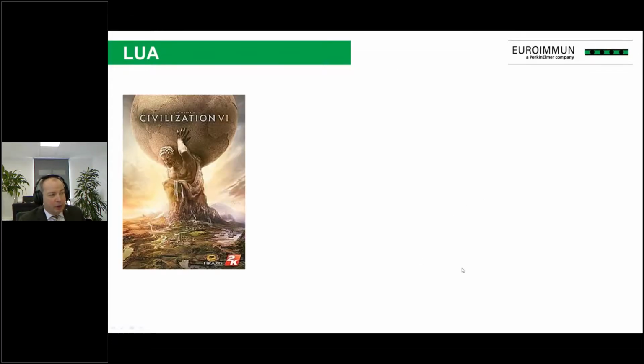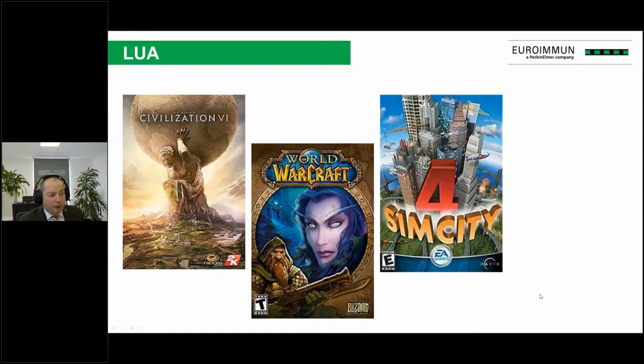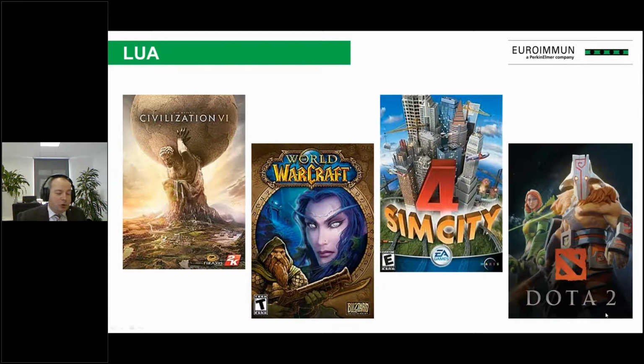For the people who do not have so much connection to AI, I prepared some famous examples for Lua, and all of them are from the game industry. Civilization 6, World of Warcraft, SimCity 4, and Dota 1 and 2, all these games and many other games use Lua also for description of the characters, to give this to the game's artificial intelligence.